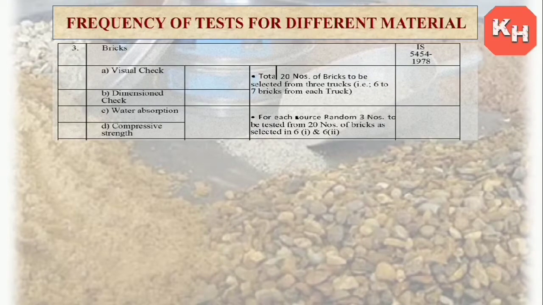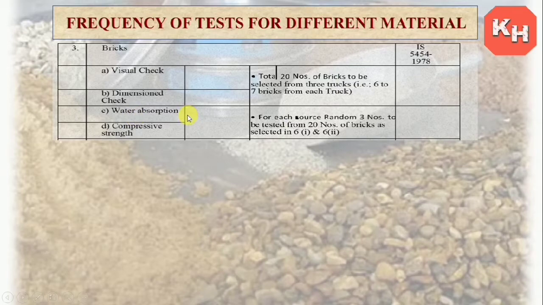For bricks, a visual check is done for every 20 bricks selected from the truck, tractor, whatever. That is 6 to 7 bricks from each and every trolley or tractor. Dimension check, same: 20 bricks to be selected from the truck lot. That is 6 to 7 bricks from each tractor or truck.